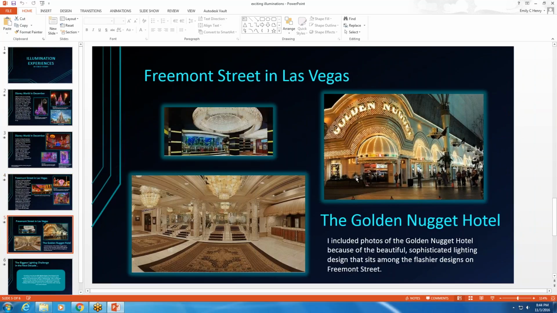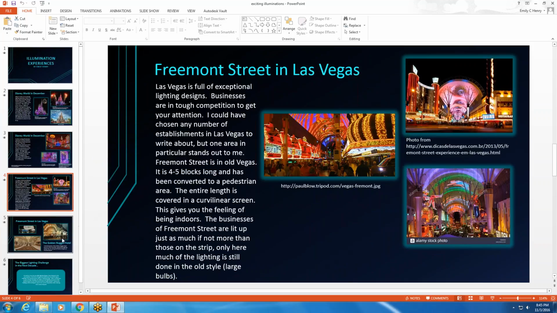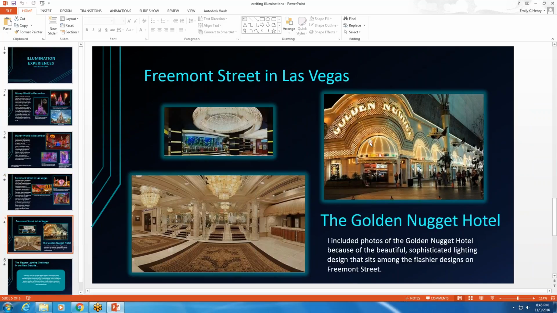And this one I included just because I think it's really, really pretty. The Golden Nugget. It's right there on Fremont Street, but it has a totally different look and feel than the rest. It was just really kind of a classic design. And in Old Vegas, they use more of those big bulb lights. I don't think you can really see them here, but it is a different look than what they use now. Very cool.